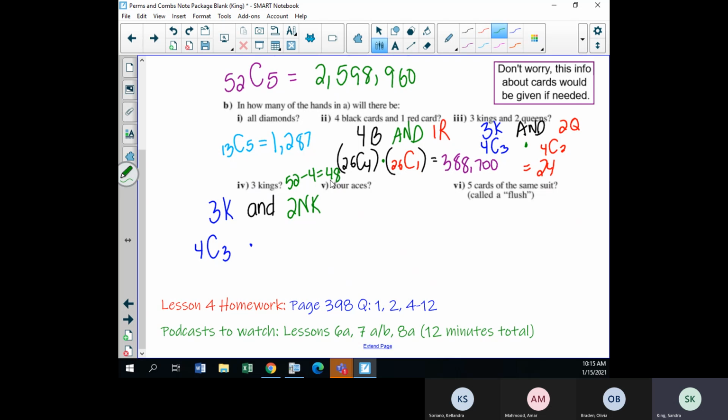Okay, so if it's a non-king, there's 48 cards in your deck that are non-kings. So you'd say 48 choose 2. And you would punch that in your calculator and you get 4,512.